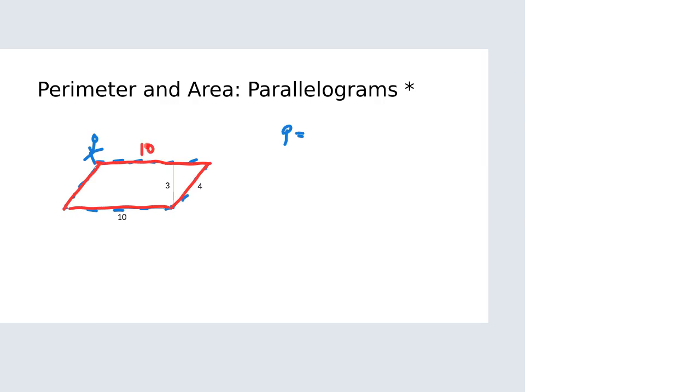So this is going to be, well, I've got a 10 up top and I've got a 4 over here. So that's going to be 10 plus 4 plus 10 plus 4. 14 and 14, that's going to be 28. So our perimeter is going to be 28. And that was unanimous in the poll, so that's really good. Nobody wanted to include the 3.